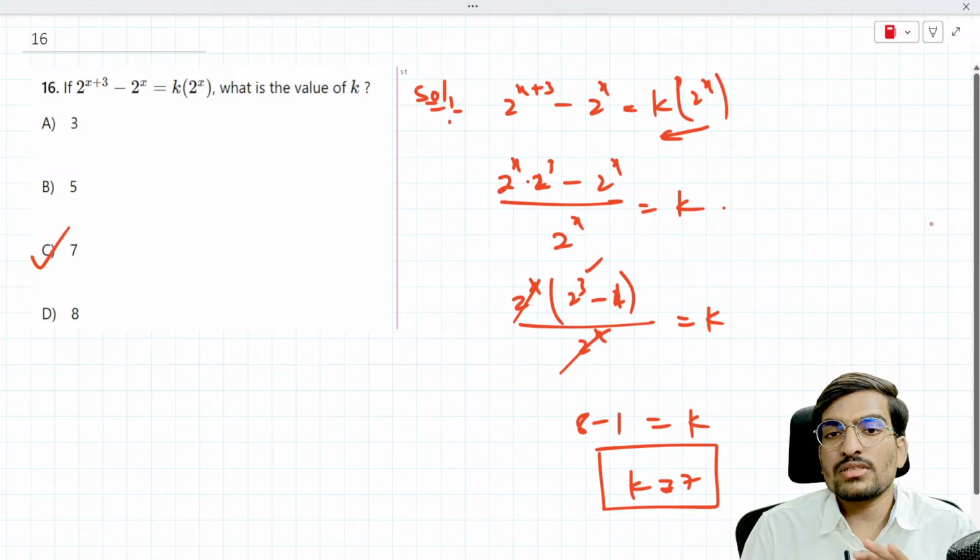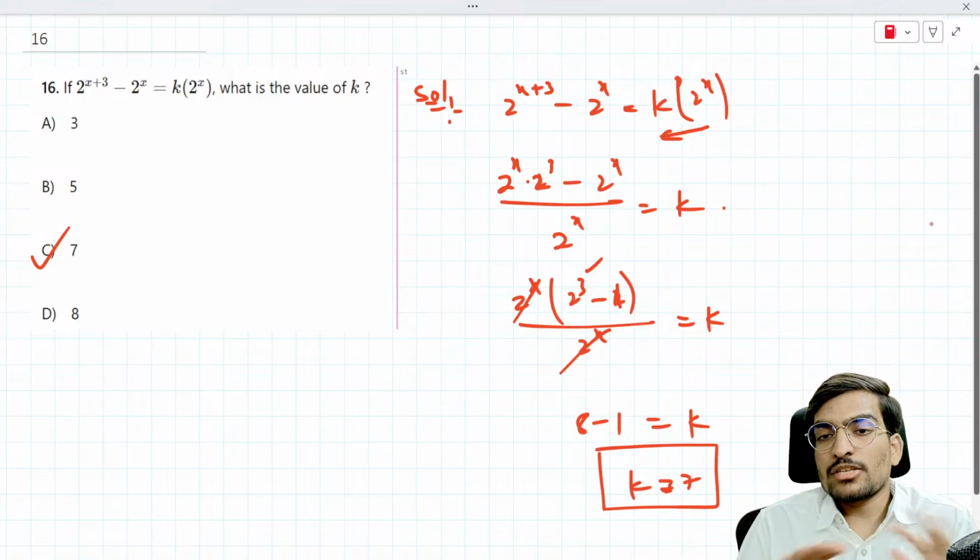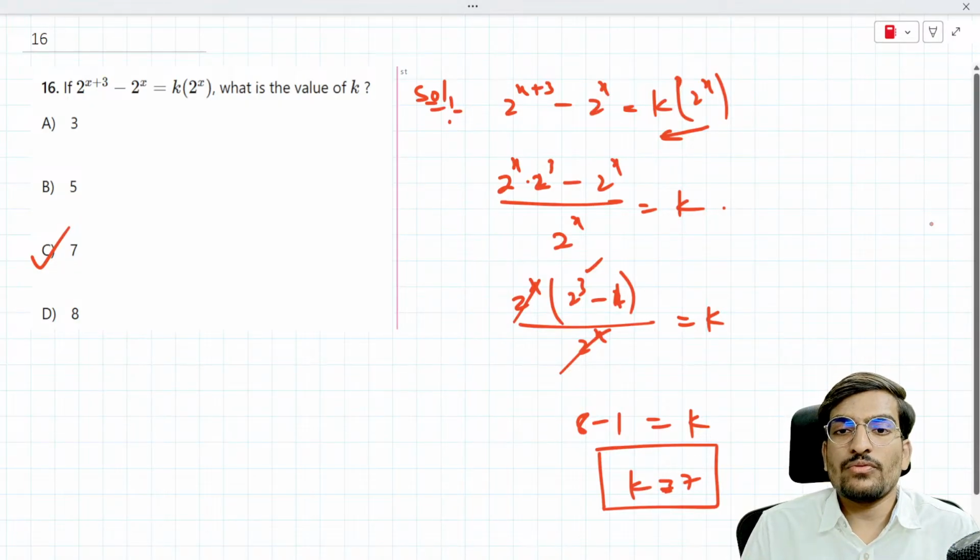We are done with the complete chapter on exponents and radicals. This is the basic of algebra. We are going to move to the next chapter, which is expressions.